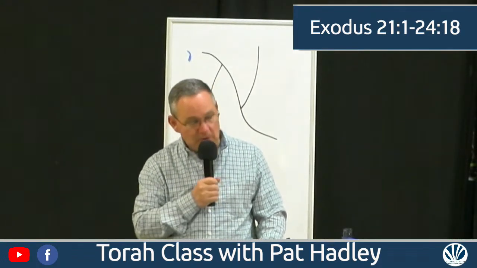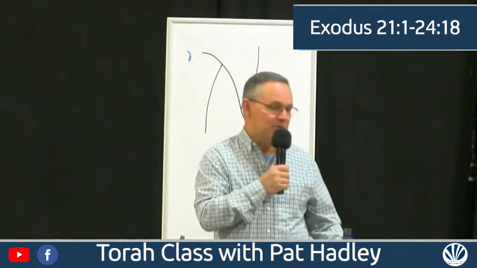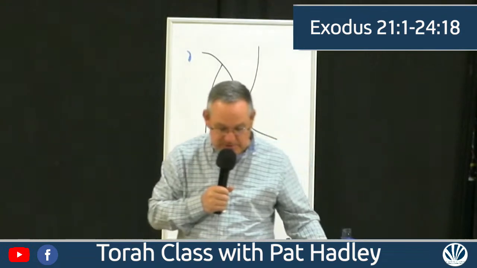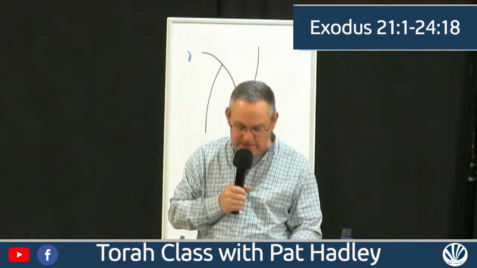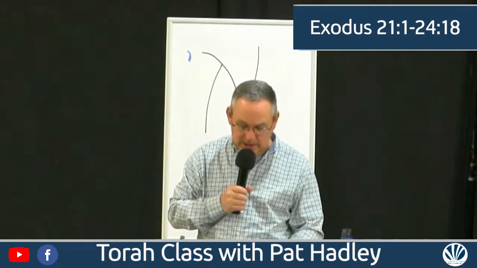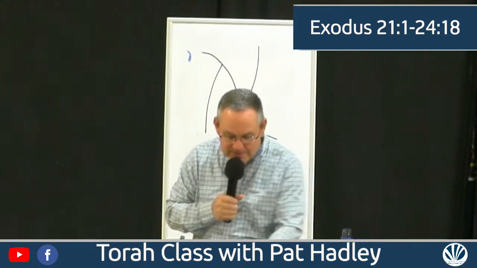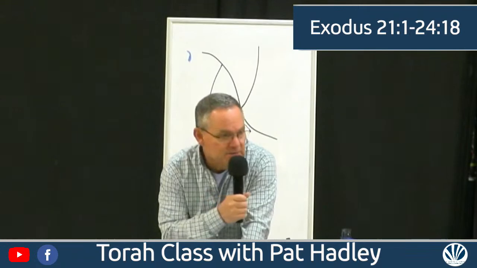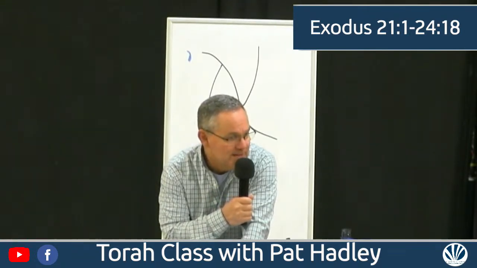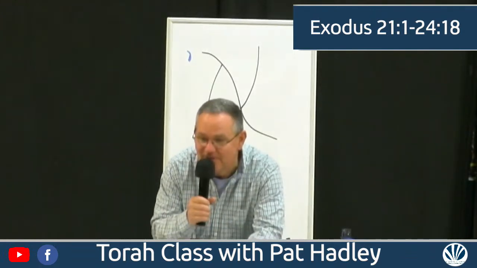Yeshua drew on this idea when he said to the religious leaders or to his disciples, you've heard that our fathers were told, love your neighbor and hate your enemy. But I tell you, love your enemies, praying for those who persecute you. So that little statement, hate your enemy, where is that in Torah? Where is that in the Bible? It's not, except right here. Okay?